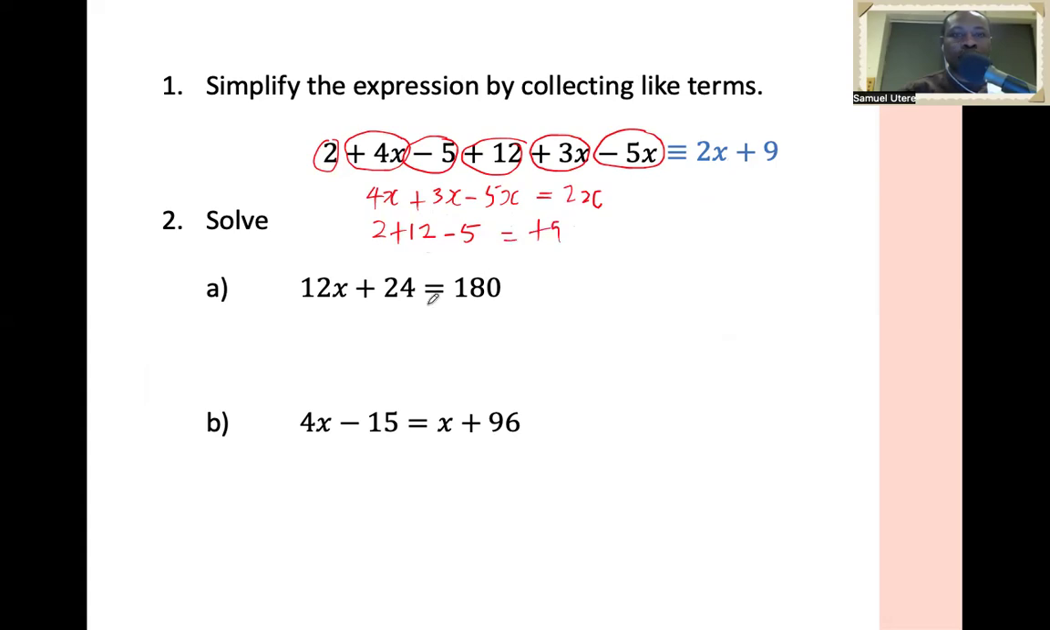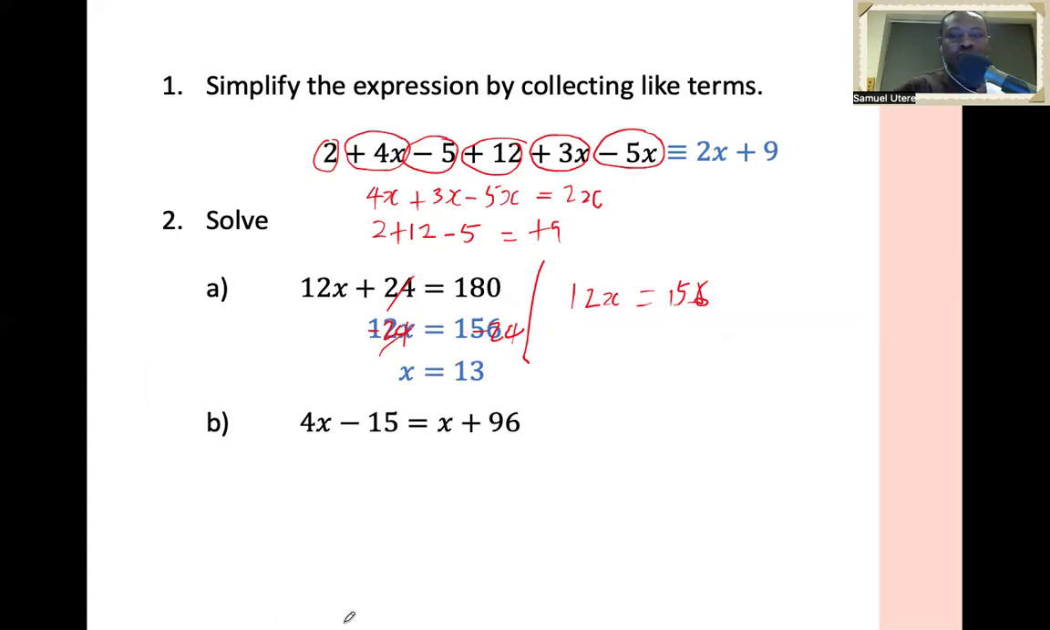Here, remember how to solve equations. You subtract 24 because your aim is to make the x stand on its own. So you subtract 24 from both sides because whatever you do to one side, you have to do to the other side. So I'll carry on from here. You have 12x, and 180 minus 24 will give you 156. Next you divide by 12, and your answer will be 13.